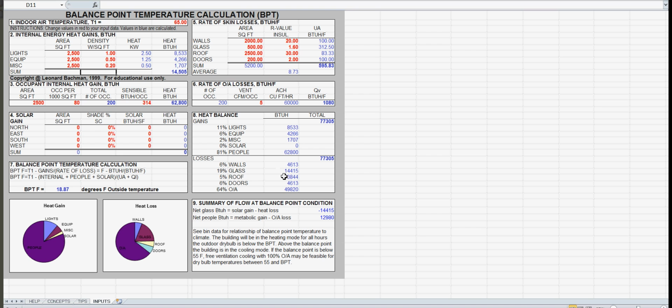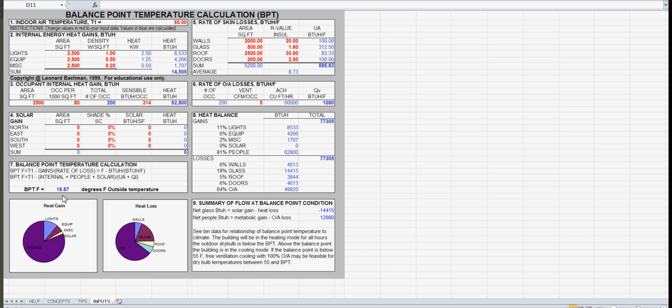So note that in this particular example, for this amount of heat gain from people, lights, equipment, miscellaneous, and solar, which is 0 in this case, to be equal to the amount of heat loss to the outside, it would have to be about 19 degrees Fahrenheit outside for the building to ever need heat. Whenever the outdoor temperature is below the balance point, the building will need heating.